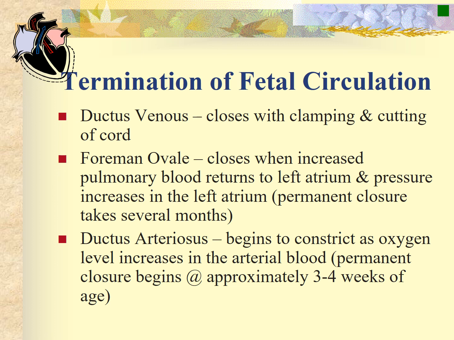The ductus arteriosus will begin to constrict as oxygen level increases in the arterial blood, and its permanent closure begins at approximately 3 to 4 weeks of age. So all that has to happen. It takes time, and I do have some videos that will demonstrate those that might be in my other set of slides, but we'll get to it.